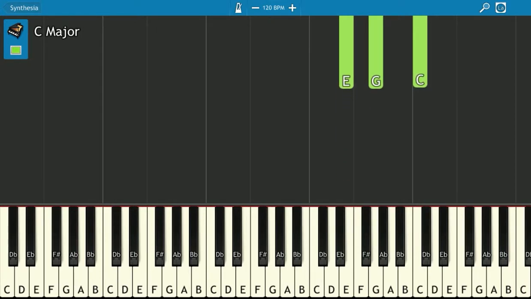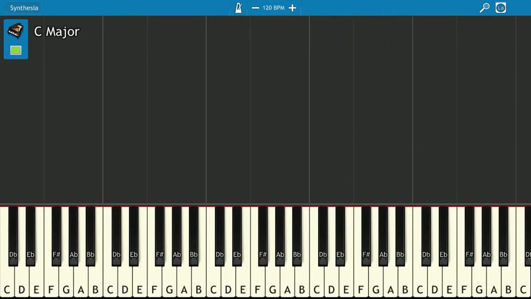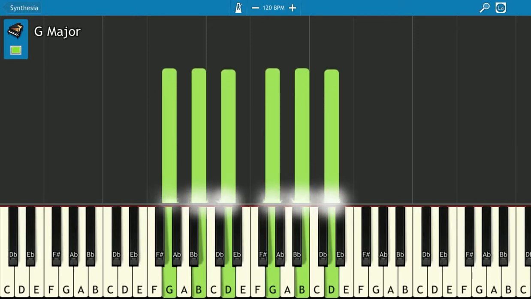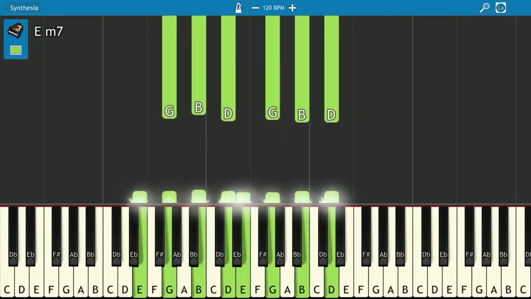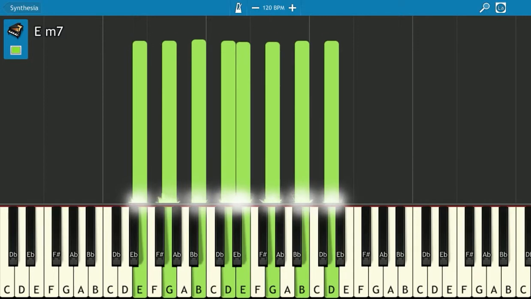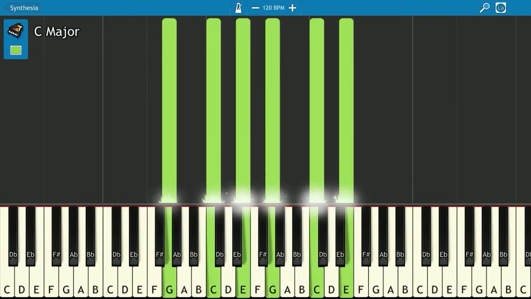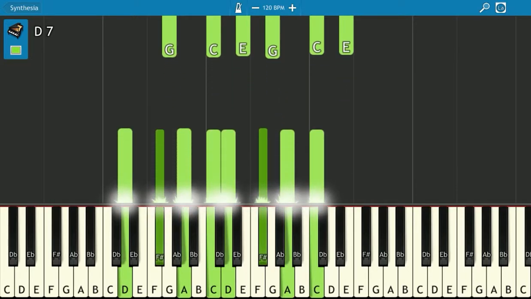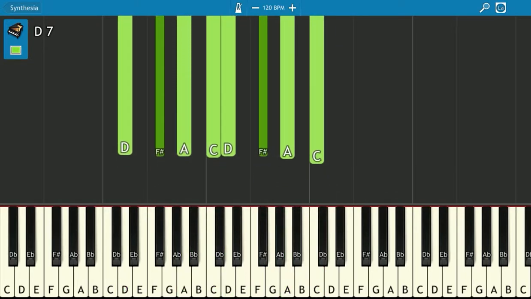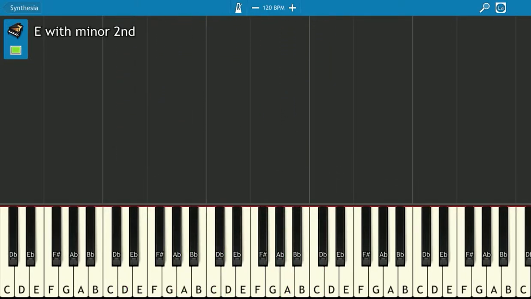So going back to this, we can do this on a 4x4 rhythm. So just to remember, it's G major, then E minor 7th, then C major, and then D7th. So we're going to do a 4x4 rhythm. So ready, set, go.